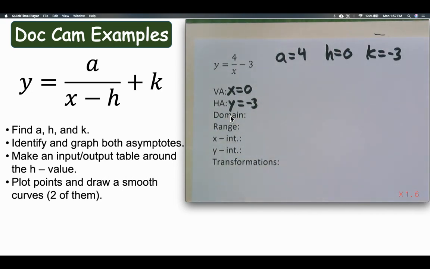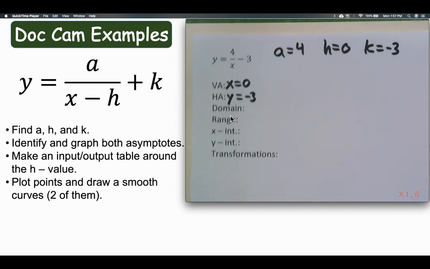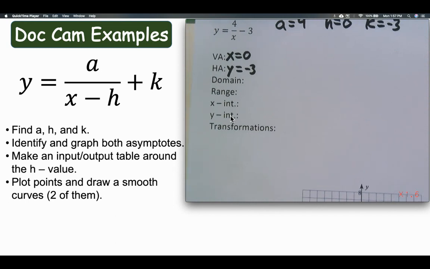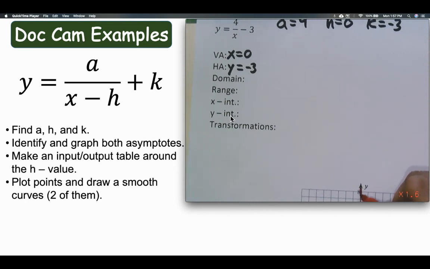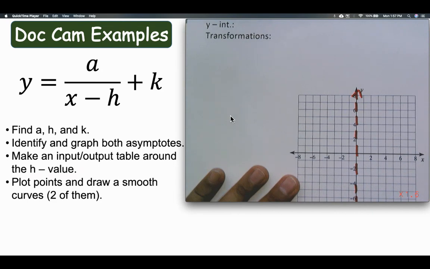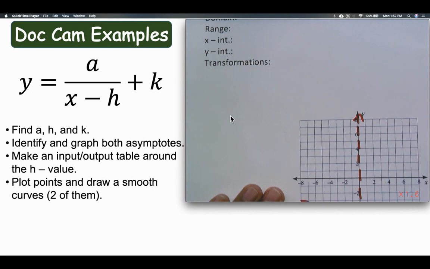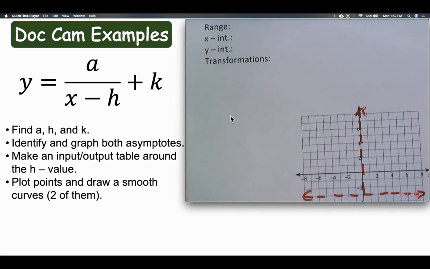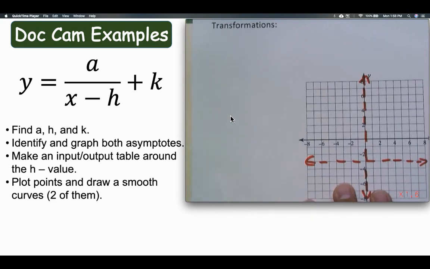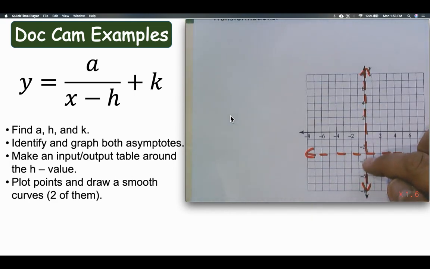All right, so let me graph those real quick. So X equals 0 is my vertical, so it's going up and down. And it's right there. And then I got my horizontal, which is y equals -3. So it's down here at -3. And there you go. Okay, so I got my vertical, x equals 0, horizontal, y equals -3.